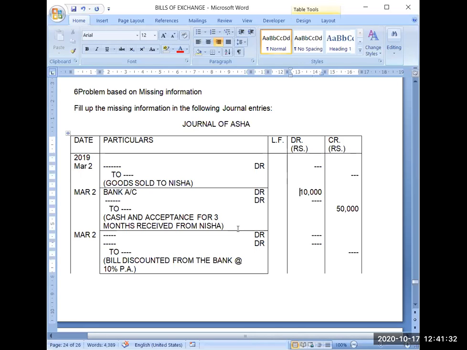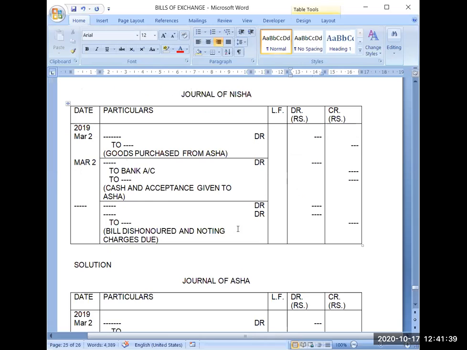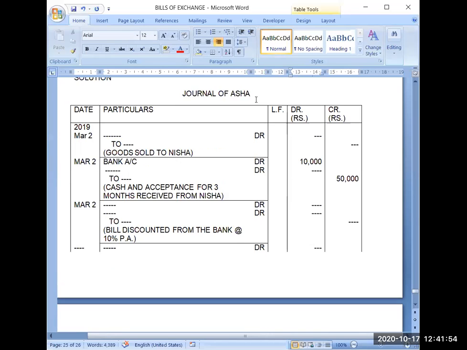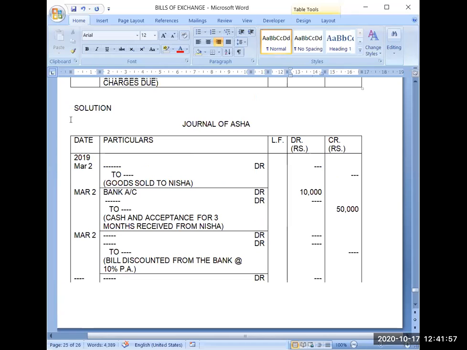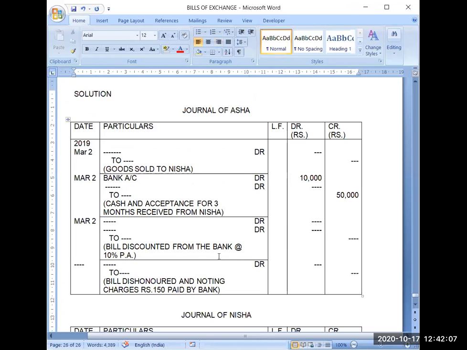Now, first you need to draw the same format. See, the journal of Asha and the journal of Nisha is given. So we have to decide who is drawer and who is drawee. Here you can see the narration is written goods purchased from Asha. So that means Asha is the seller and Nisha is the purchaser. That's why Asha will be drawer and Nisha will be drawee. So you need to draw these formats again for a proper solution, and then you can start your solution by underlining the amounts or particulars which you are filling, so that the examiner will be able to identify what you have filled.